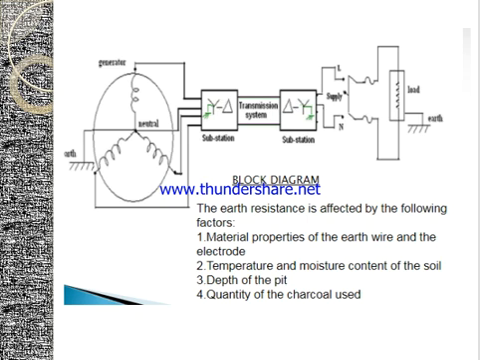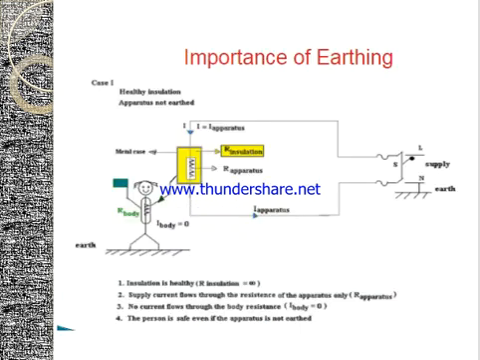So we have to see about the earth resistance at each and every level. The earth resistance is affected by the following factors, mainly the material properties of the earth wire and the electrode, then temperature, moisture content of the soil, depth of the pit, and the quantity of charcoal used. So in all such cases, proper maintenance has to be made. Otherwise, there may be a shock to the person who is operating there.